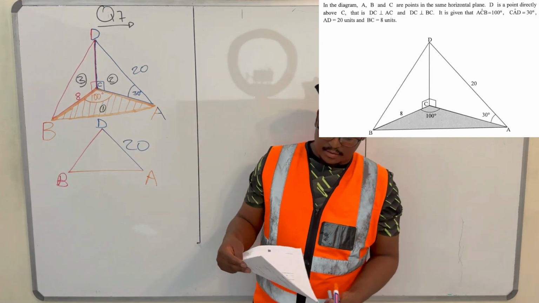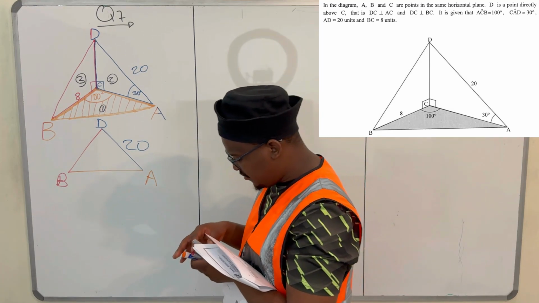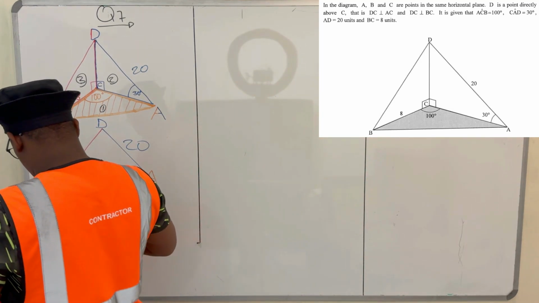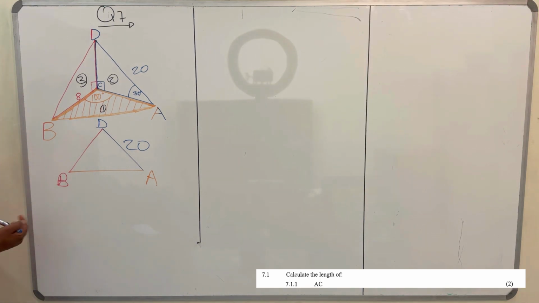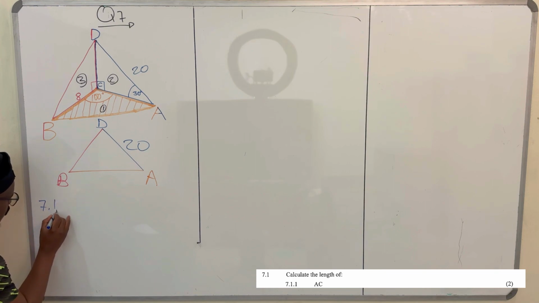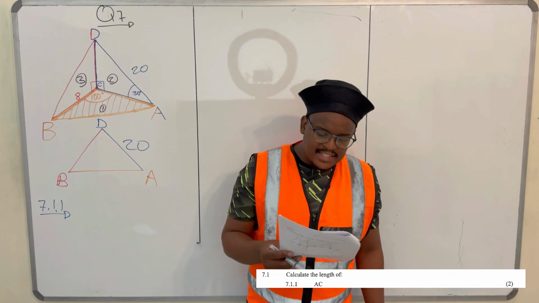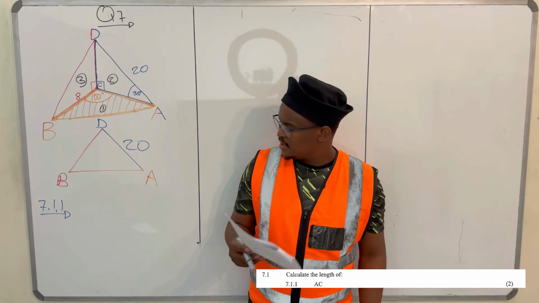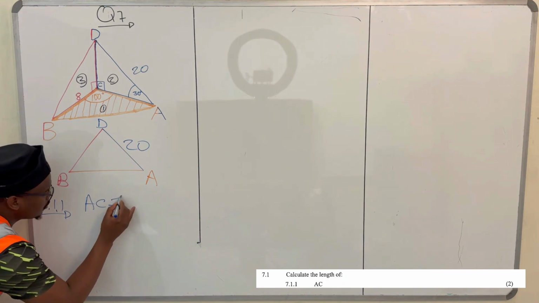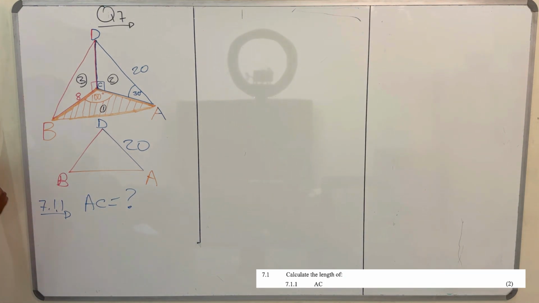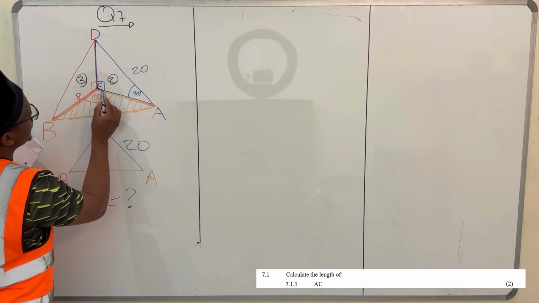I was just analyzing the first part. So, question number 1 is 7.1.1. I'm going to use a navy color, or the blue one. What are they saying in 7.1.1? They are saying calculate the length of AC. So they want us to find the length of AC. Where is AC? AC is this length here.